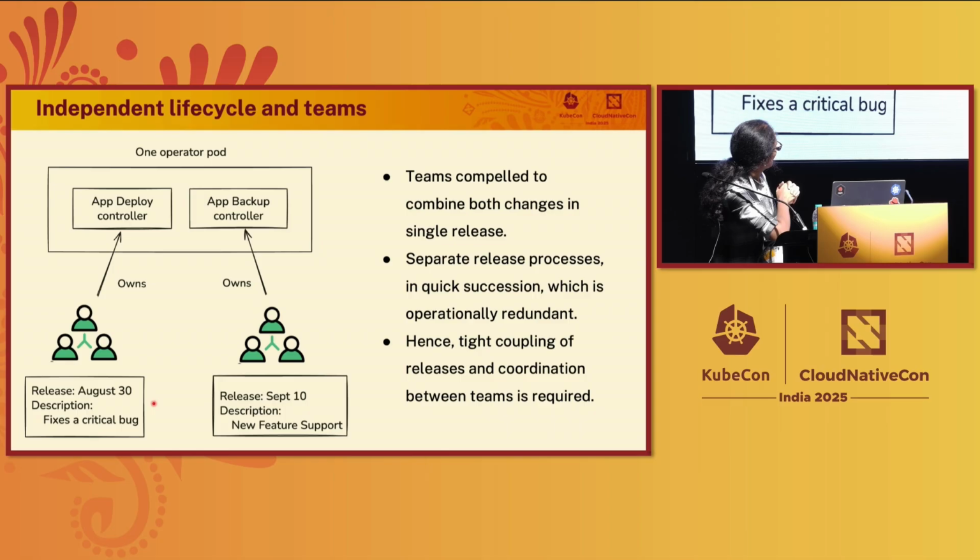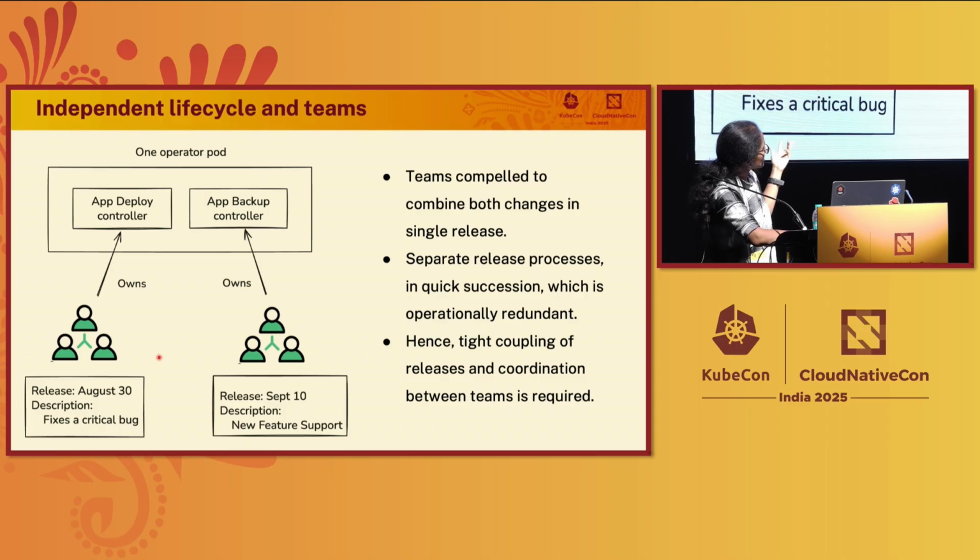So here, this is a situation that I had faced. I'm just explaining with an example. You have some app deploy controller and app backup controller, but these are owned by 2 different teams. Now, let's say the image that it is deploying is also owned by different teams. Your team A has to do a release on August 30th for some critical bug, but another team is going for a new feature support, which has a closer date for your first controller over here. So each of them owns 2 different components.